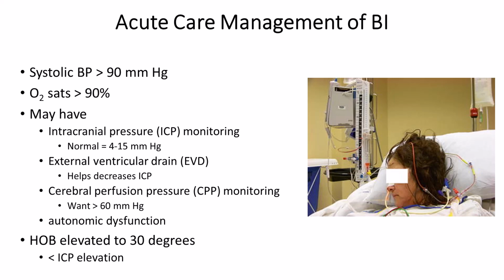brain. This patient may also have something known as autonomic dysfunction. This is something that I mentioned earlier last week when we were talking about examination of patients with brain injury, and the next slide will talk a little bit more about autonomic dysfunction in this patient population. You should also know that it's important to keep the head of the bed elevated to 30 degrees, and this will help decrease ICP or keep it relatively stable. More than 30 degrees can actually increase ICP.